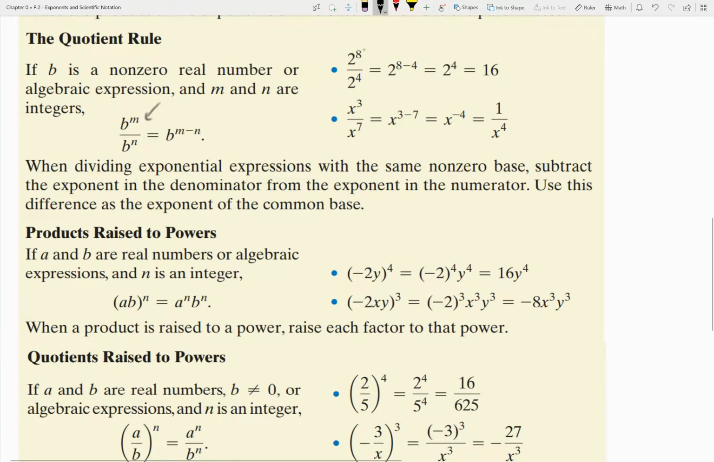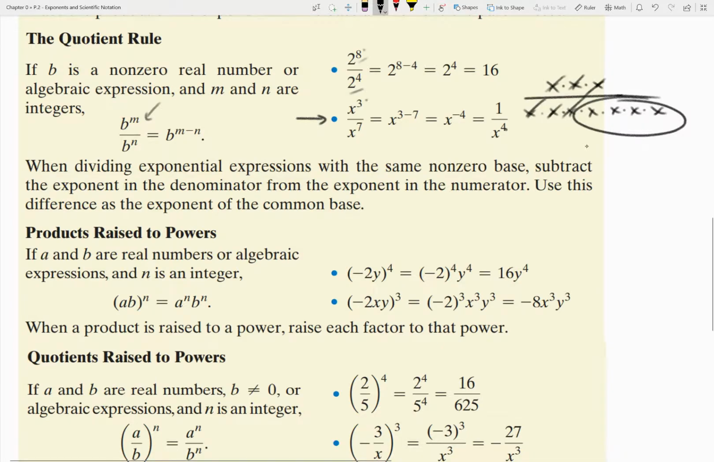When I subtract them, 4 of these on the bottom are going to cancel with 4 of these up top to give me 2 to the 4th. However, in the second example, the 7 is on the bottom. There are more x's on the bottom than there are on the top. So you can think about it like this. X to the third means x times x times x over x to the 7th, which is 7 x's. So 3 of these are going to cancel, and we're left with x to the 4th on the bottom.